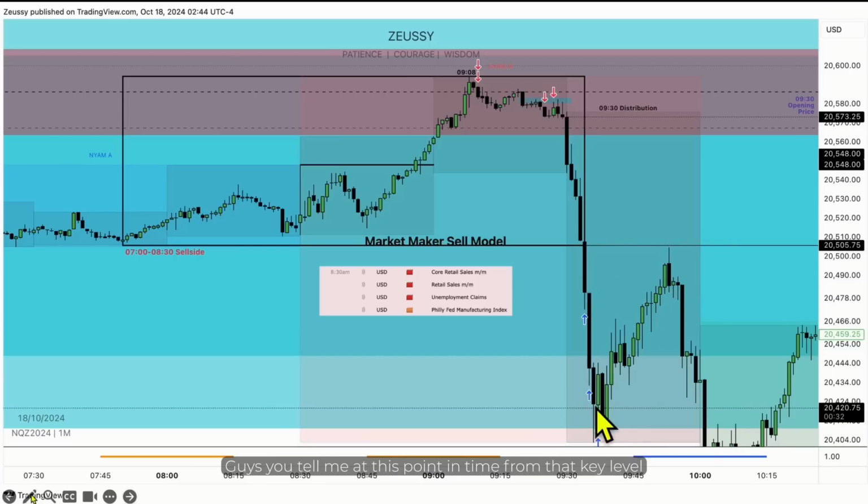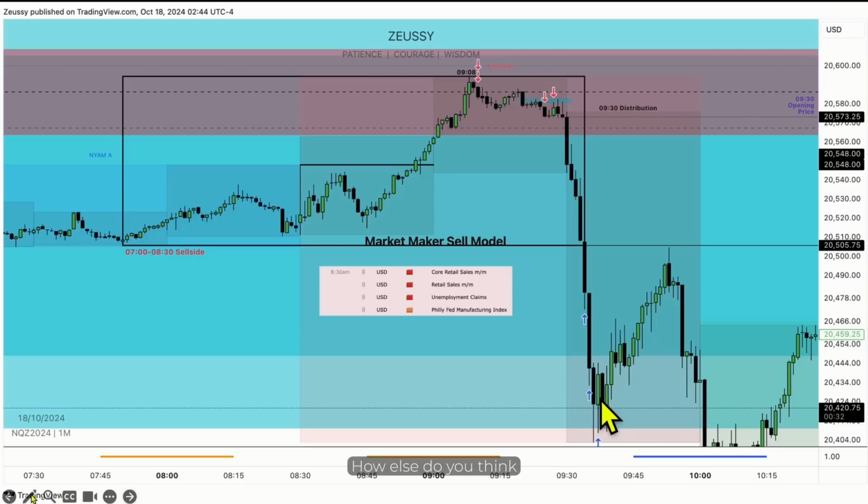Guys, you tell me, at this point in time, from that key level, are there a lot of buyers stepping in that are making the market go higher and retrace? Or is it IPDA allowing a retracement to take place to trap people into believing that the low is in, to retrace into a key CB before continuing towards the downside because the draw on liquidity is below market price? Of course, it's the second scenario.